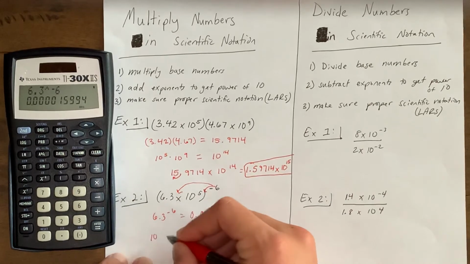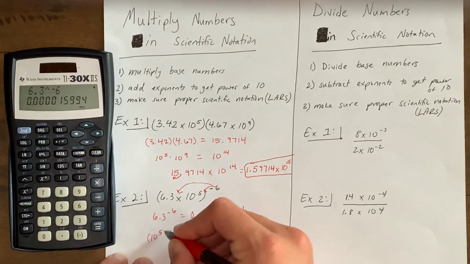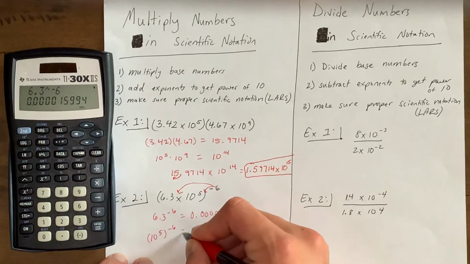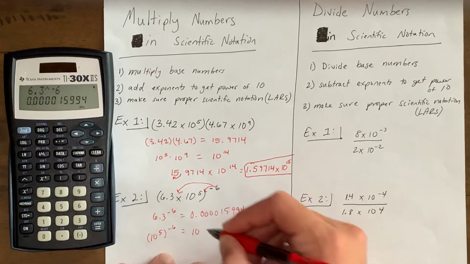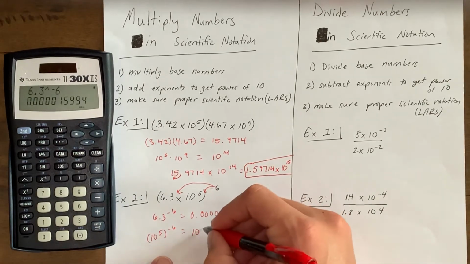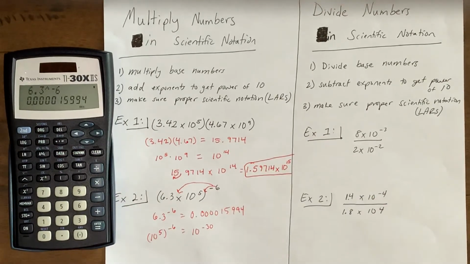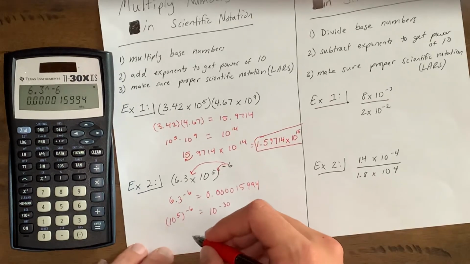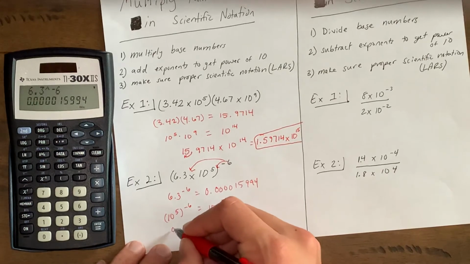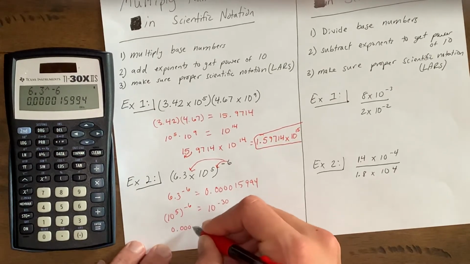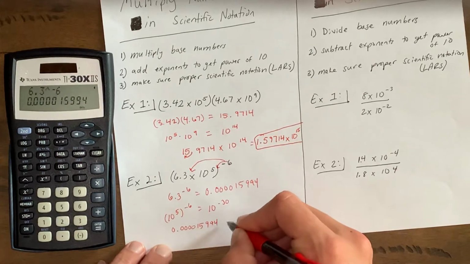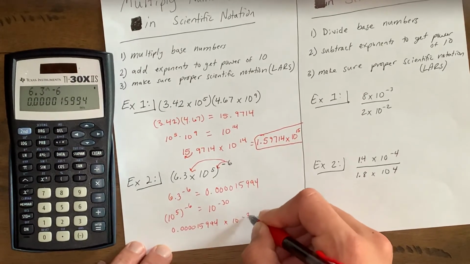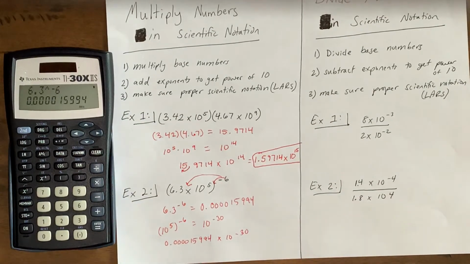All right, and now we have 10 to the 5th raised to the negative 6th power. Okay, and so that's power product. So we know we keep the base and we just multiply the exponents. So 5 times negative 6 is negative 30. Okay, so now I can combine those. So I get 0.000015994 times 10 to the negative 30th.